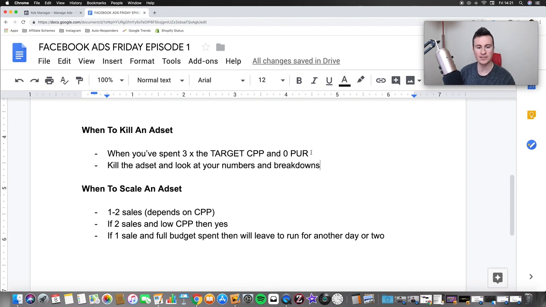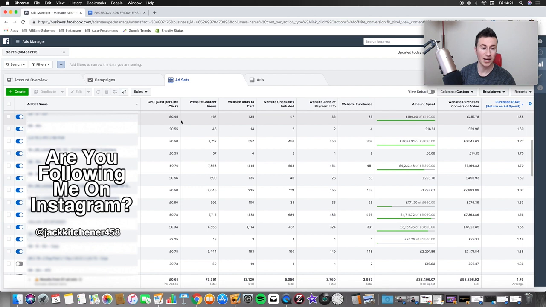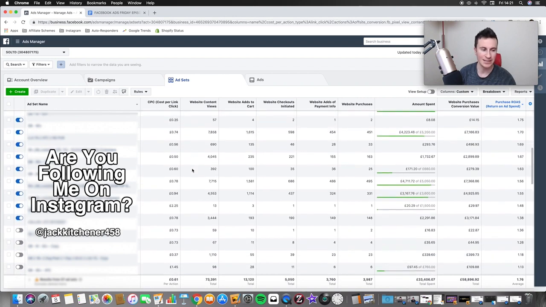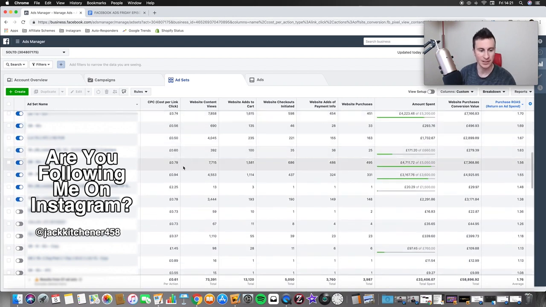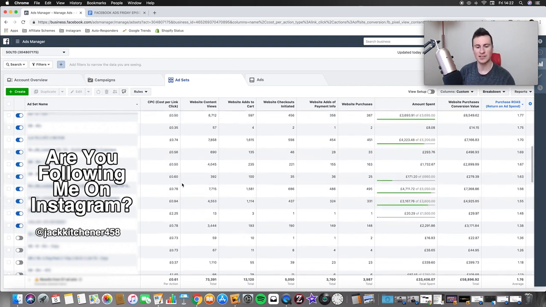So if you're at this stage, you have spent that much and you've got 0 add to carts and 0 purchases, what do you do? First things first, switch the ad set off and look at the numbers and the breakdowns. If we go back to my ad manager account, one of the things I look at is cost per link click. The better performing ones are around 50p: 55p, 50p, 35p, 45p. As we move down they tend to get a bit more expensive: 75p, 78p, 60p, 94p, £2.25. Again, these are rough guidelines.